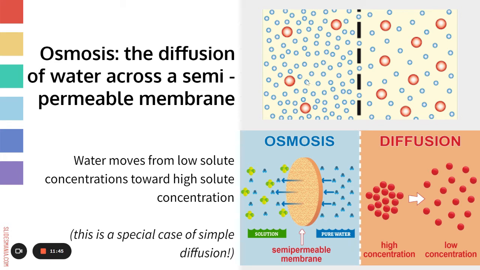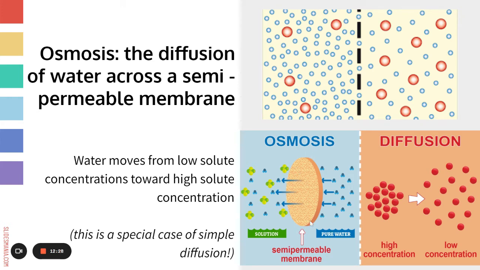So, as water is moving from the left to the right, it's moving from where there's more water to where there's less water, but it's also moving from where there are fewer solutes to where there are more solutes. So, water moves from high water concentration to low water concentration, but it also is going to be moving from where there are fewer solutes to where there are more solutes. This is shown over here on this bottom diagram as well.